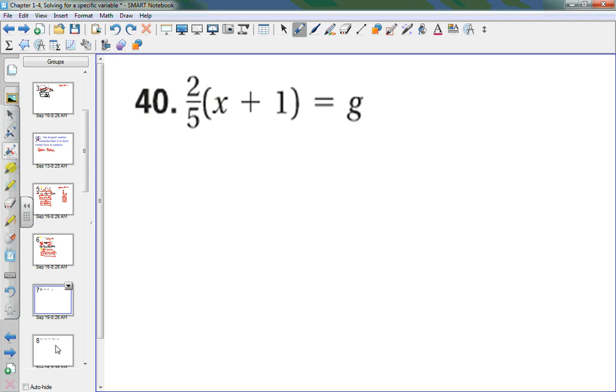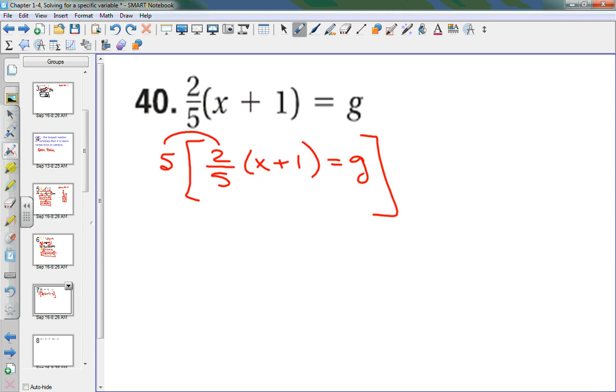Wouldn't it make sense to get rid of that 5? Sure, so we're going to multiply the entire thing by 5. So when I do that, the 5's cancel out, and I'm left with 2. Bring down the junk. Is equal to, go to the other side, and that gives me a 5g. Now what am I solving for? Solving for x. Well, what's attached to that x? If you wanted to, you could distribute, or you could simply divide.